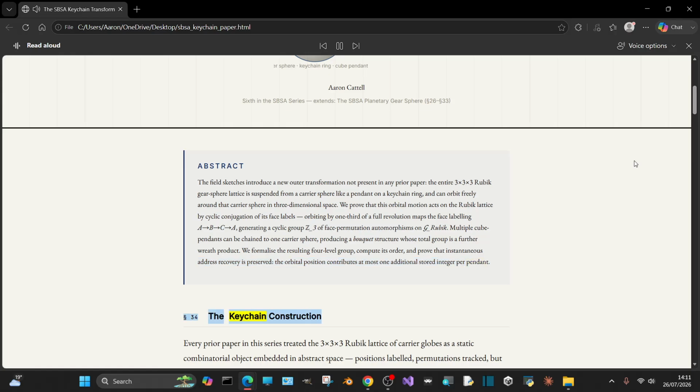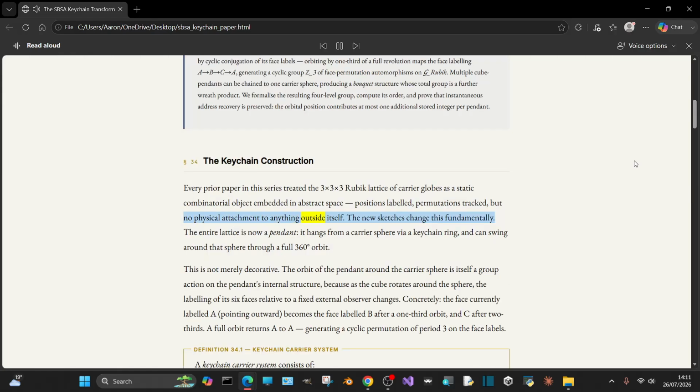Section 34. The keychain construction. Every prior paper in this series treated the 3x3x3 Rubik lattice of carrier globes as a static combinatorial object embedded in abstract space, positions labeled, permutations tracked, but no physical attachment to anything outside itself. The new sketches change this fundamentally. The entire lattice is now a pendant.